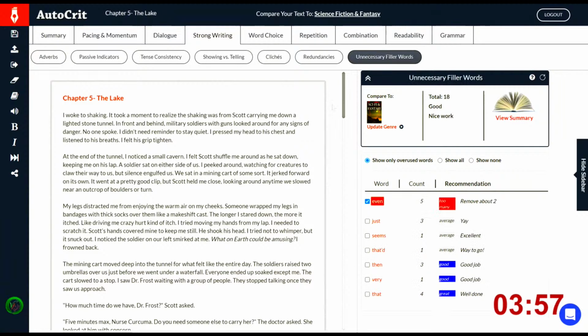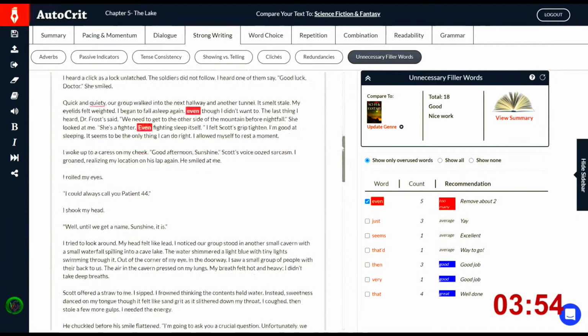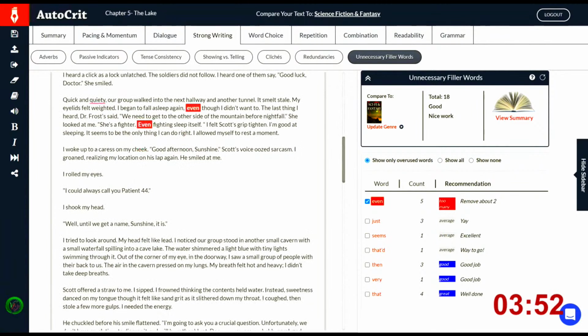Okay, so we'll go to unnecessary filler words. Let's work on them. I have even a bunch of times. "My eyelids felt weighted as I began to fall asleep again, even though I didn't want to." I'd just say, though I didn't want to, and it keeps the same meaning. "I began to fall asleep again, though I didn't want to." "She's a fighter, even fighting sleep itself." This is Dr. Frost talking, and I feel like she would say that, so we will keep that one.